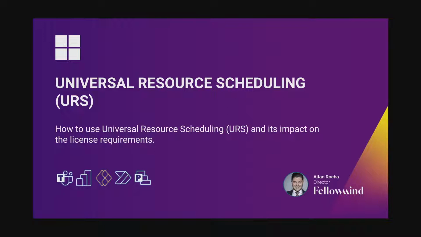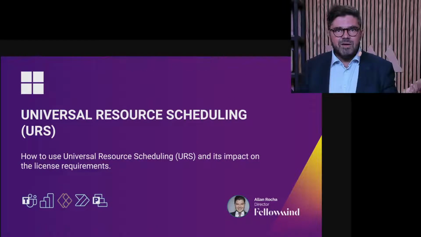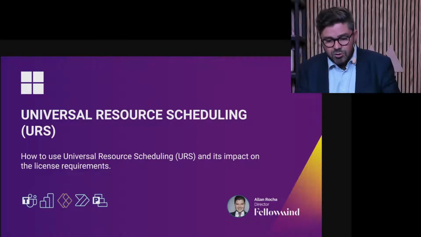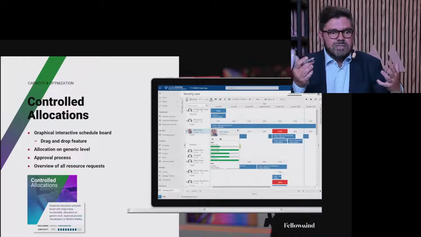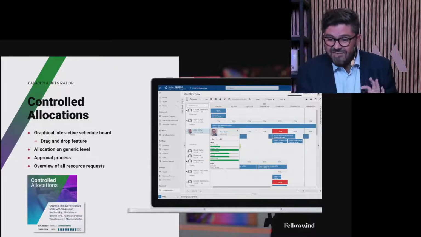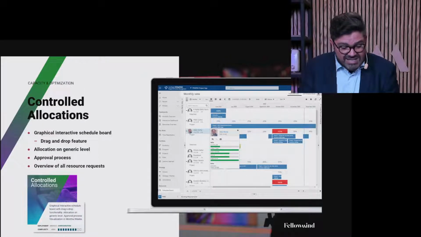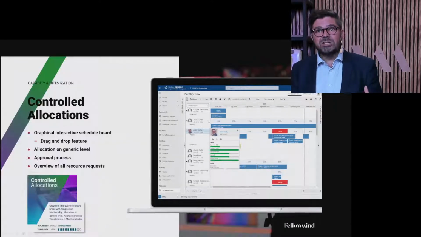So now, topic number 2, Universal Resource Scheduling. URS, as it's been called for many, many years, is a feature that's been used for Field Service and Dynamics field for, I think, a pretty long time. And now Microsoft Project for the Web is enabling it within our standard license of Project. So basically, you can take advantage of very advanced scheduling and resource management capabilities within your project license.